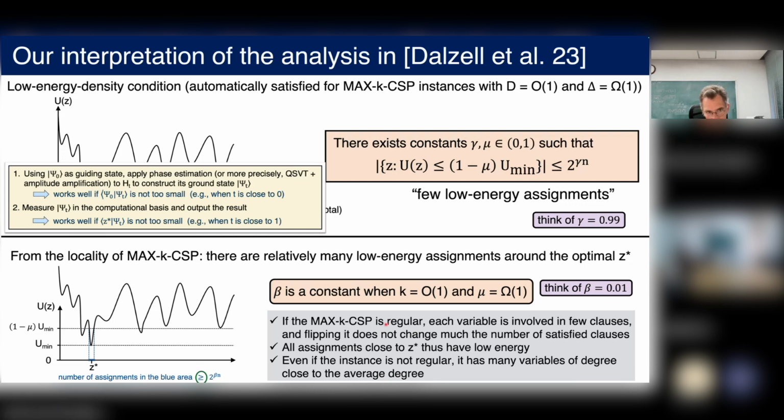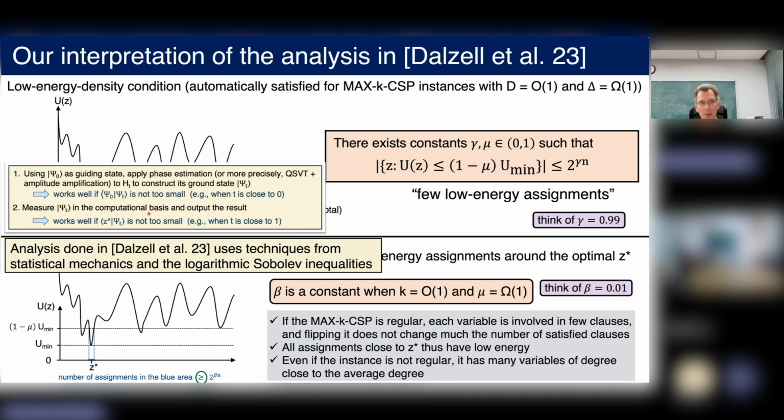So now, let's go back to the quantum algorithm analyzed in this paper. It's again the quantum algorithm based on the short path algorithm, which can be interpreted as a quantum adiabatic algorithm, but also in this fairly simple way where you first apply phase estimation and then you do a measurement. And in that paper, the analysis uses some techniques from statistical mechanics. They also use complicated tools like logarithmic Sobolev inequality in order to show that you do get non-trivial running time, in particular beating n to the n over 2.